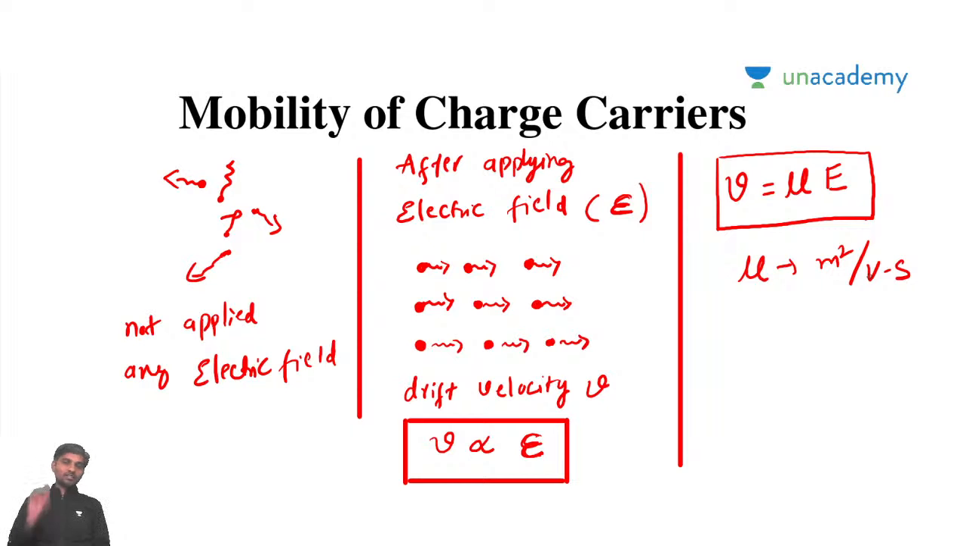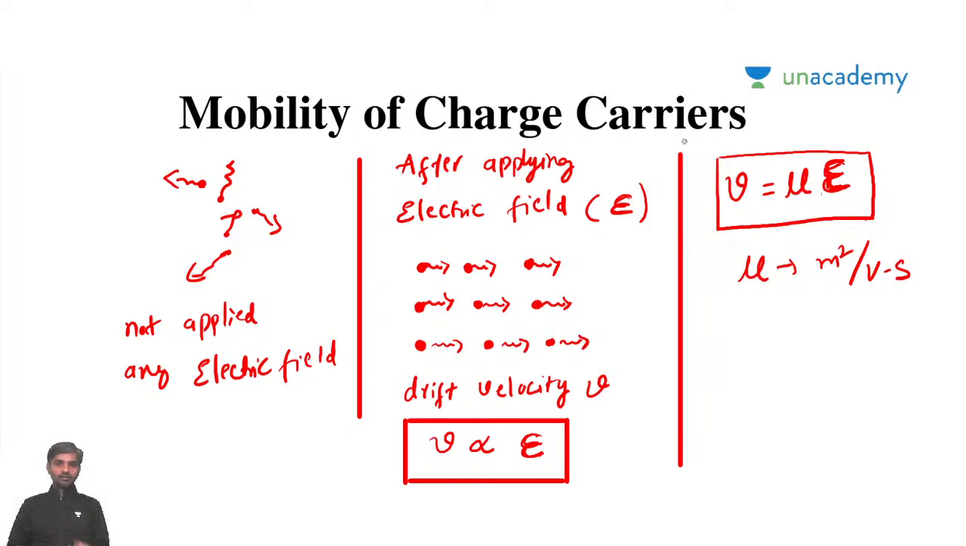The constant of proportionality is nothing but the mobility of the charge carriers. V is equal to mu into E. You can write this as small e or capital E, no problem, whichever you want. Both of them are the same.